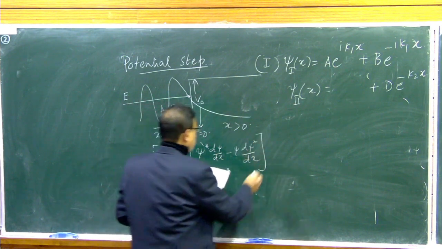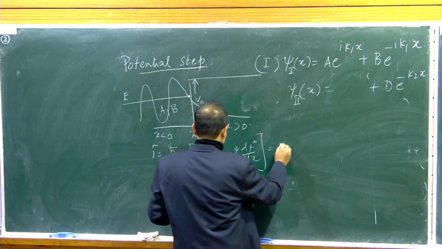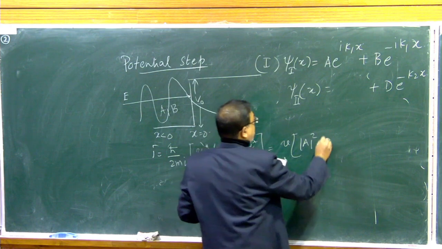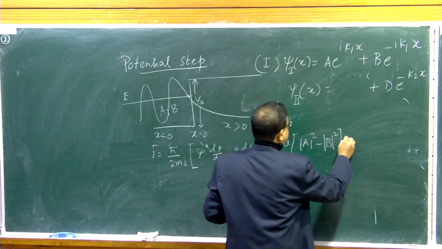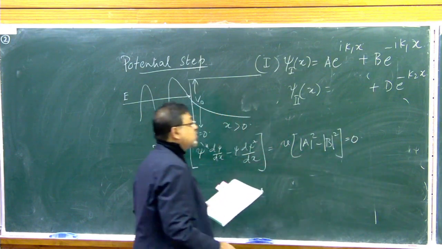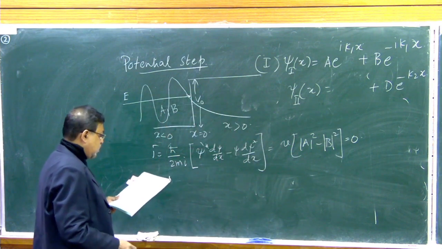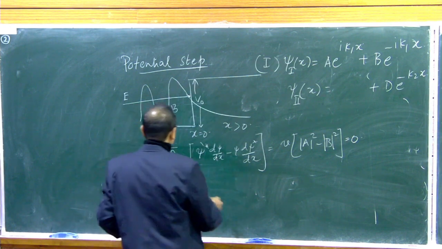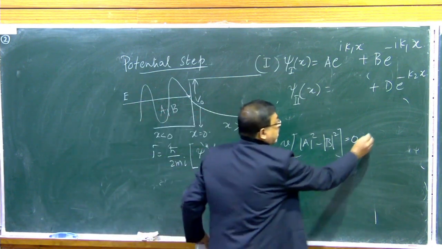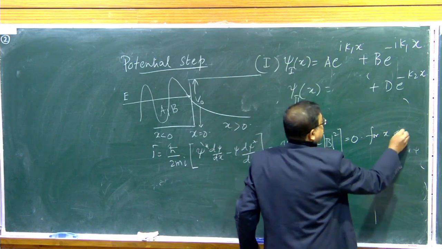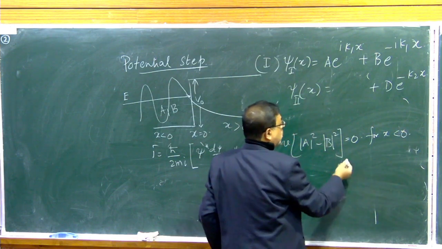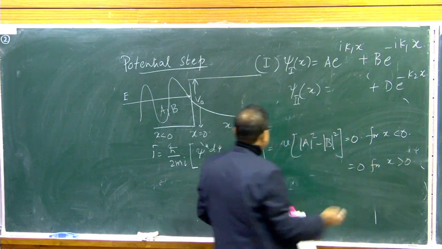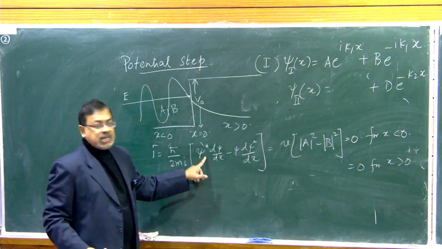This is equal to some velocity of the particle divided by a square minus b square, and since a square minus b square equal to a square is same as b square, a mod square is same as b mod square, so this is equal to 0. It's also equal to 0 for x less than a, and of course equal to 0 for x greater than a, and the reason is very simple, because the wave function is completely real.